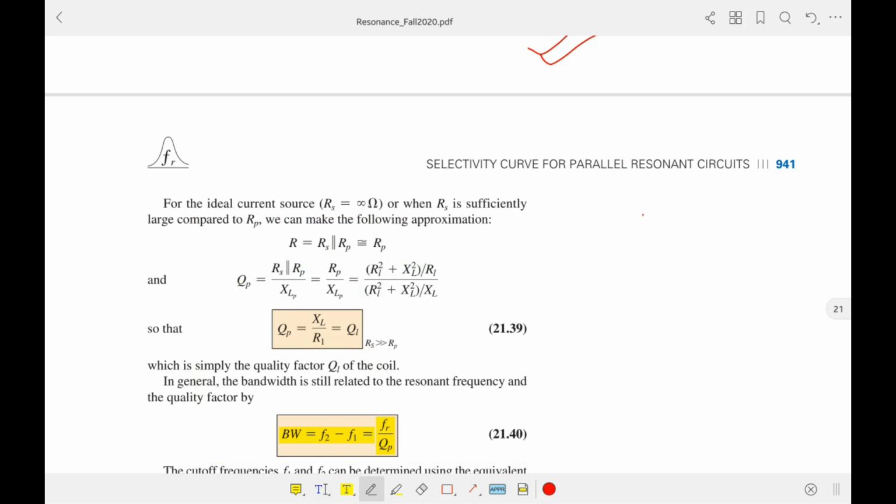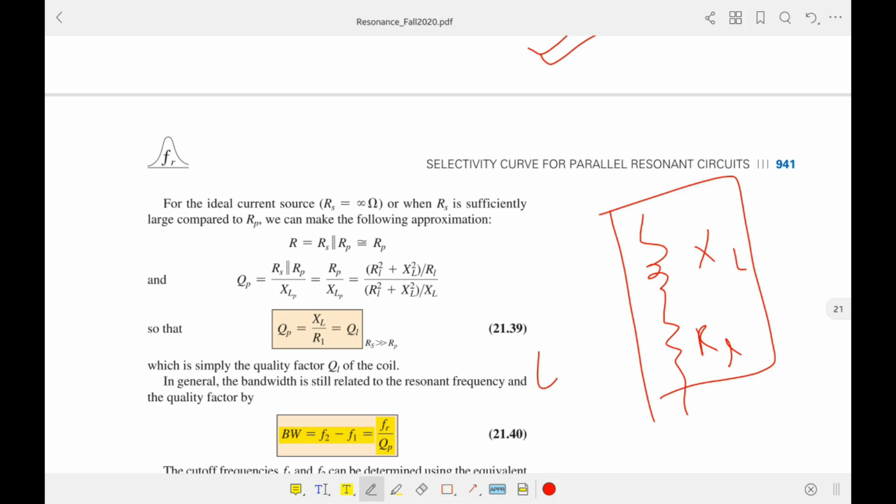So our inductive component has an inductance and a resistance with it, right? So this was RL and this was XL, and for this portion only we have the Q factor, that means the Q factor of the coil was XL over RL. Whenever that condition is satisfied, then QP equal to QL.